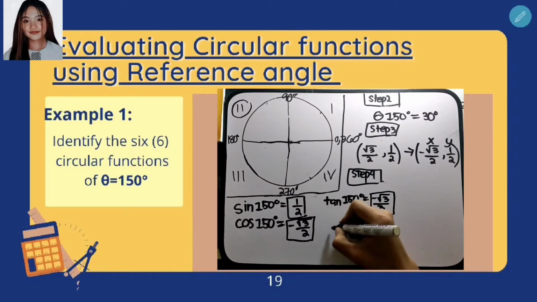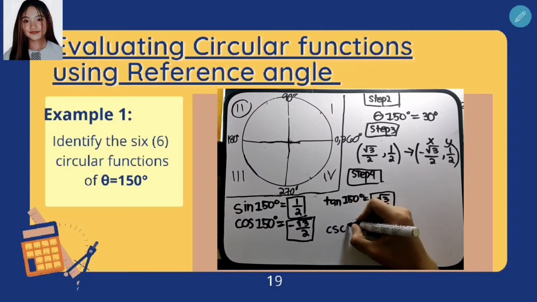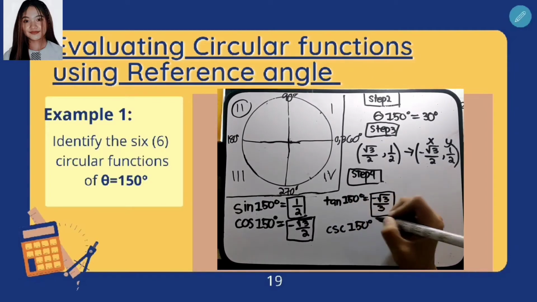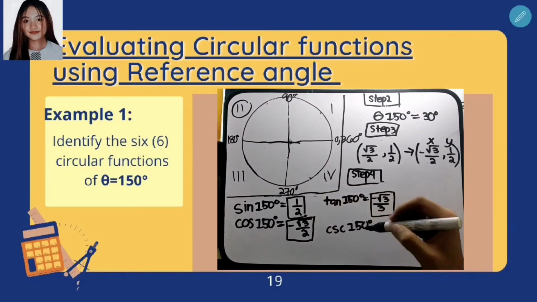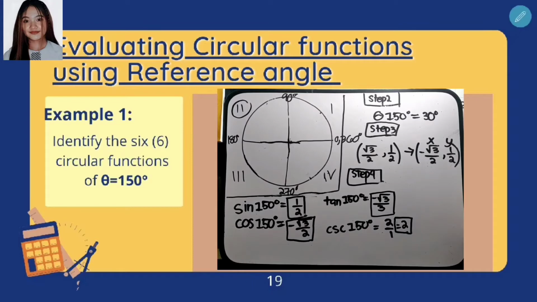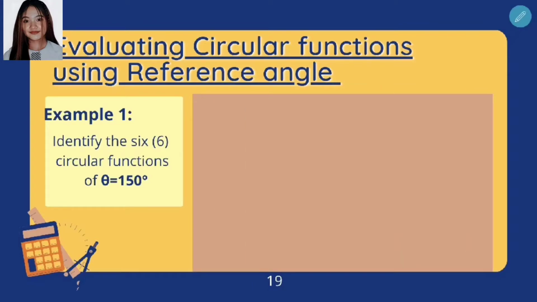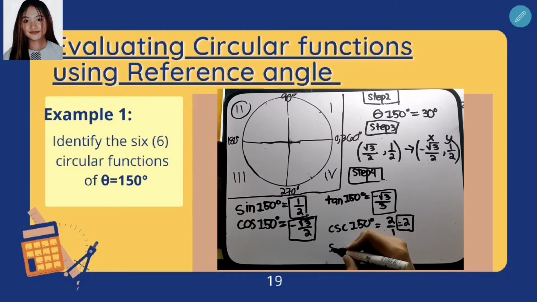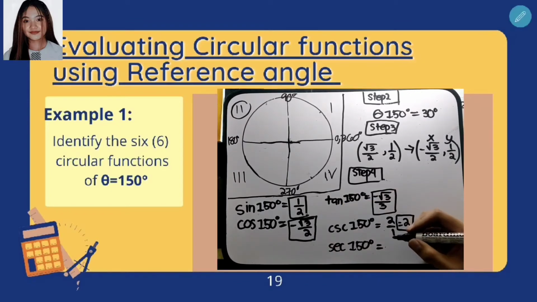And for the other 3 trigonometric functions, the cosecant, secant, and cotangent, all we have to do is to get the reciprocal of the first 3 functions. For cosecant of 150 degrees, this is just the reciprocal of sine of 150 degrees. And since our sine of 150 degrees is 1/2, therefore our cosecant is 2. For secant of 150 degrees, we will have the reciprocal of cosine of 150 degrees, and since cosine of 150 degrees is negative square root of 3 over 2, therefore it is negative 2 over square root of 3.